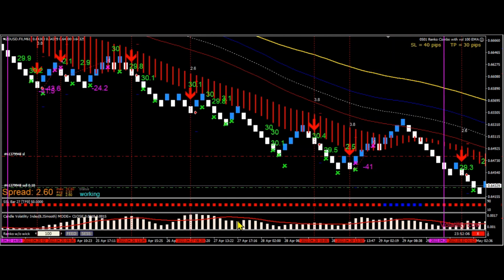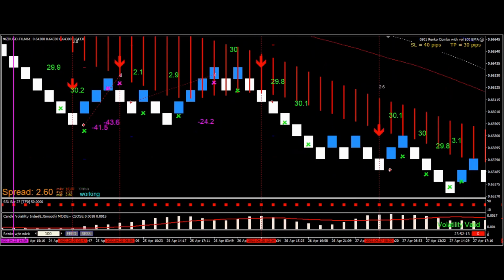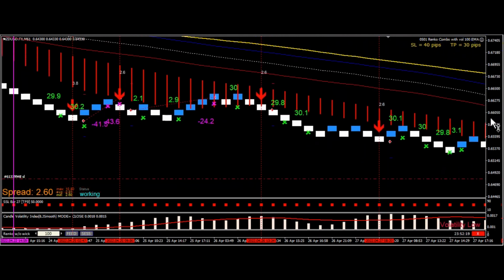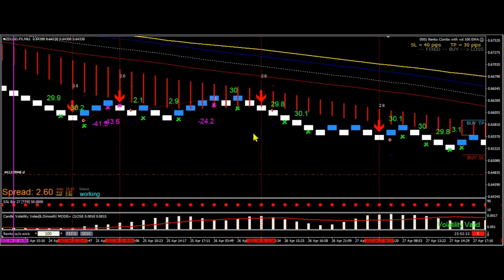So let's look at this just a little bit closer. Let me zoom in just a little bit here. Okay, so what we're looking for is our price, which is, of course, Renko bricks. We want it to open below our moving average for sells or above the moving average for buys. So anytime price is below the moving average, which is the yellow line, we're only looking for sells. We're going to ignore any buy signals.